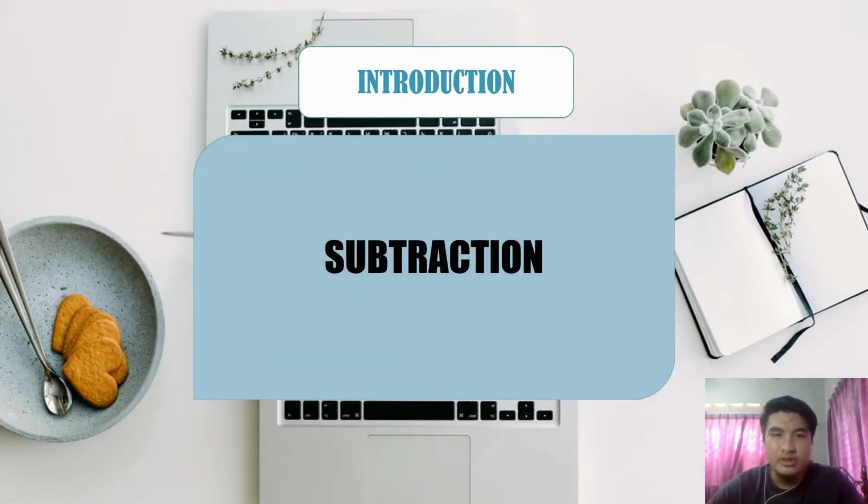Okay, let us move on to the introduction about subtraction. Subtraction is one of the operations in arithmetic operation. The system built must undergo the process of subtraction by using suitable instructions such as SBA, SBCA, and many more.